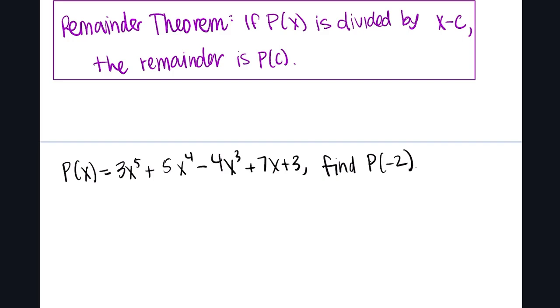But using this remainder theorem, we are going to take P of x and I'm going to divide it by x minus negative 2. So we always want to have that subtraction, and then this negative 2 is that negative 2. So when I do my long or my synthetic division, the negative 2 is what's going to be on the outside.